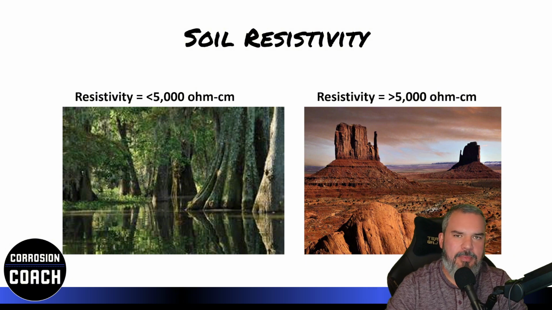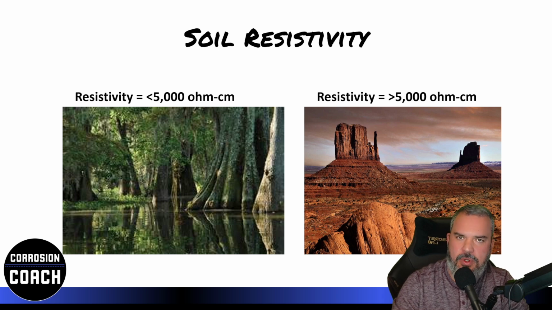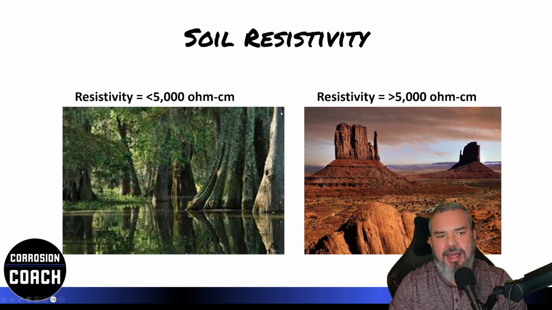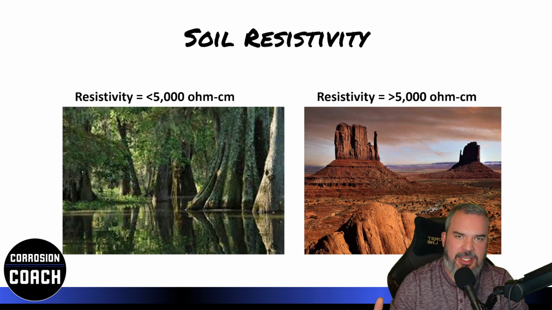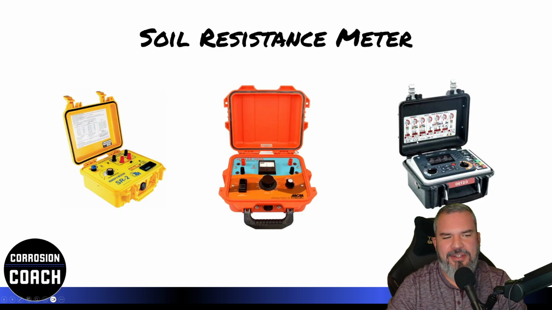This is just my opinion. Anything less than 5,000 ohm centimeter I would consider pretty low resistivity soil. Anything higher than that I would consider pretty high. Again, you could ask 10 to 20 different corrosion nerds and they may tell you something a little different, but in my opinion, anything below 5,000 ohm centimeter is going to be pretty low. Anything above is going to be considered mid to now you're creeping up on the high end. Just to give you an idea, and there's some visual aid there to help you out.